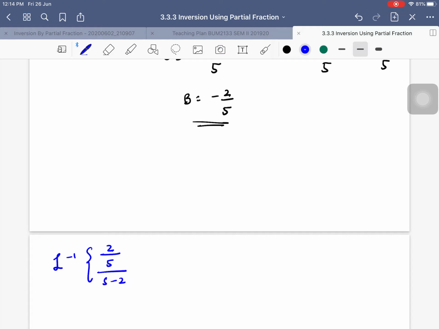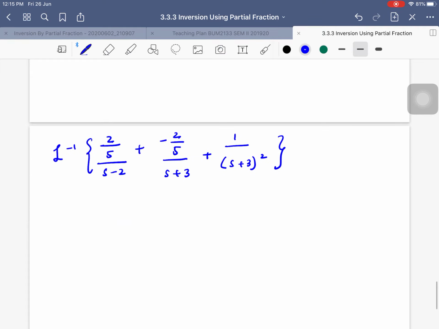That's the first term. Plus b. My b value is negative 2 over 5 over s plus 3. And my c value just now is going to be 1. So I'm going to have 1 over s plus 3 squared. So this is going to be the equation that I'm going to inverse. So we start with an equation that is very complicated that we couldn't inverse, and we end up with 3 fractions that are smaller and easier to inverse.